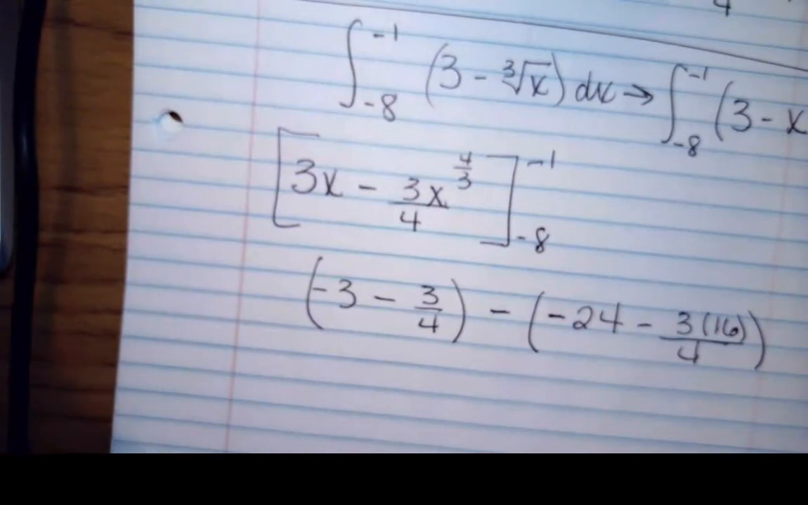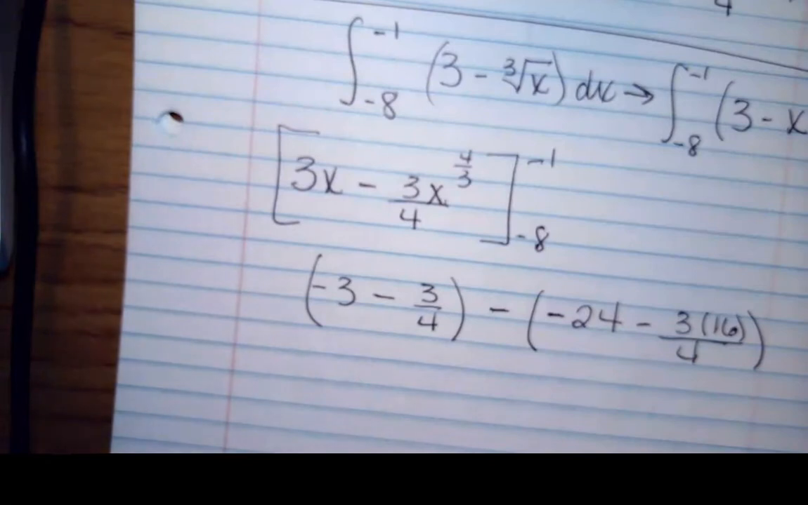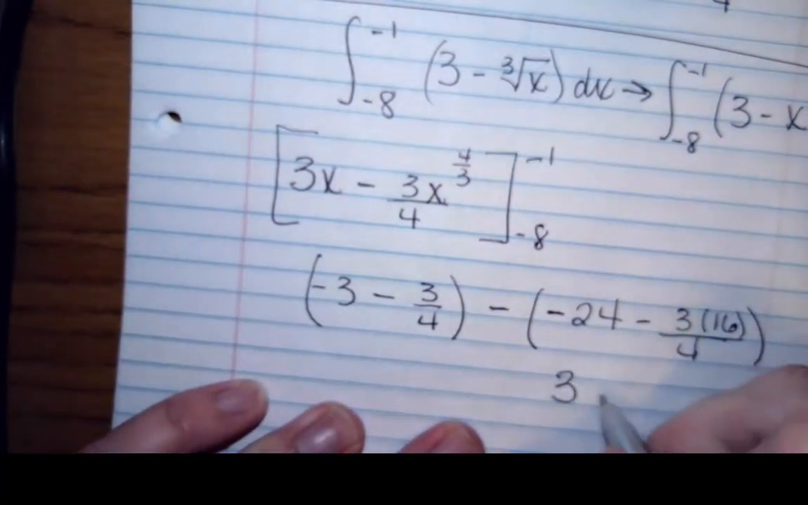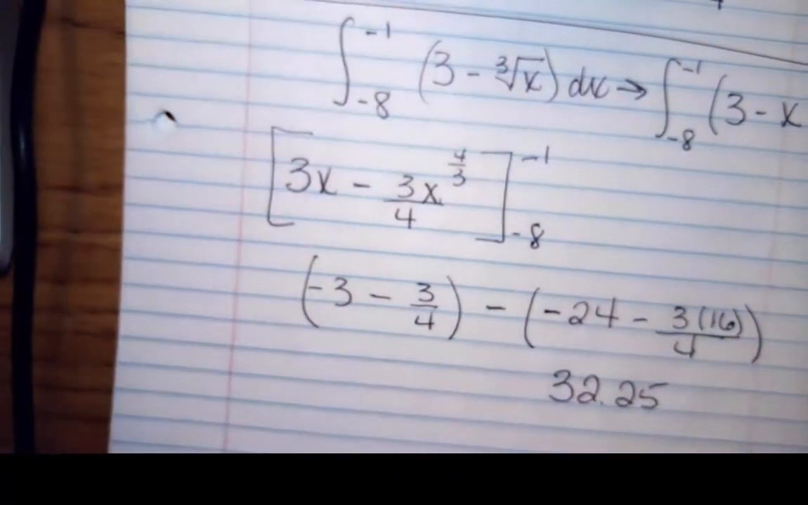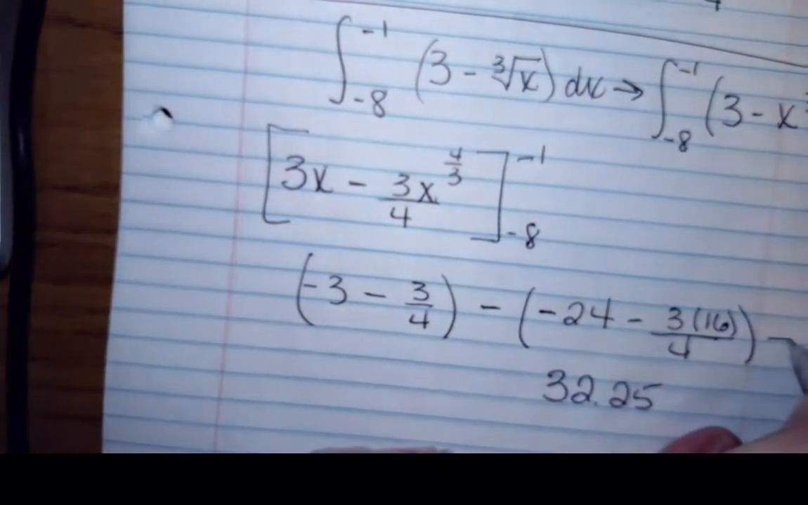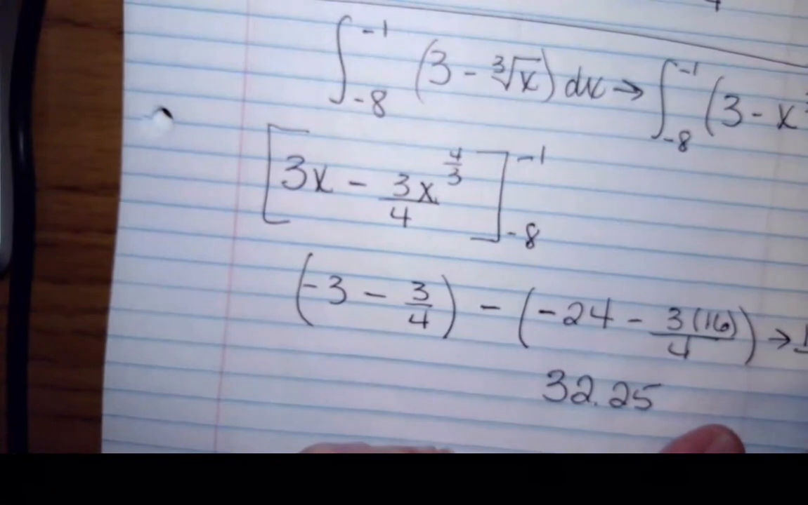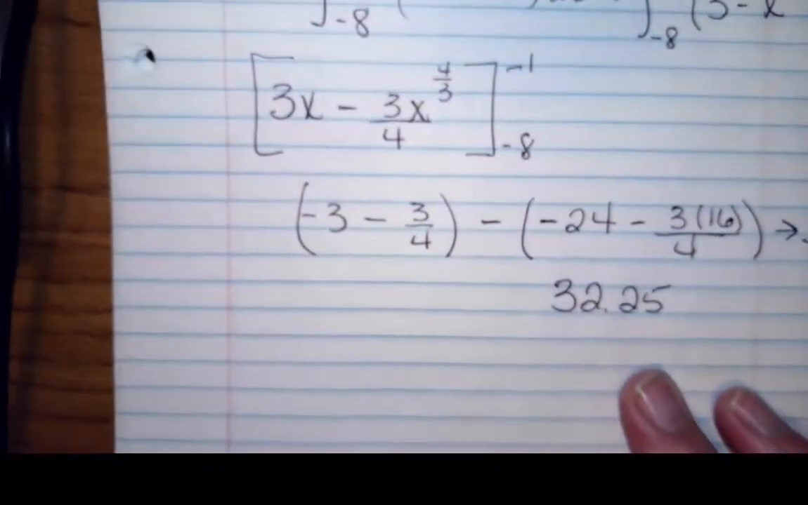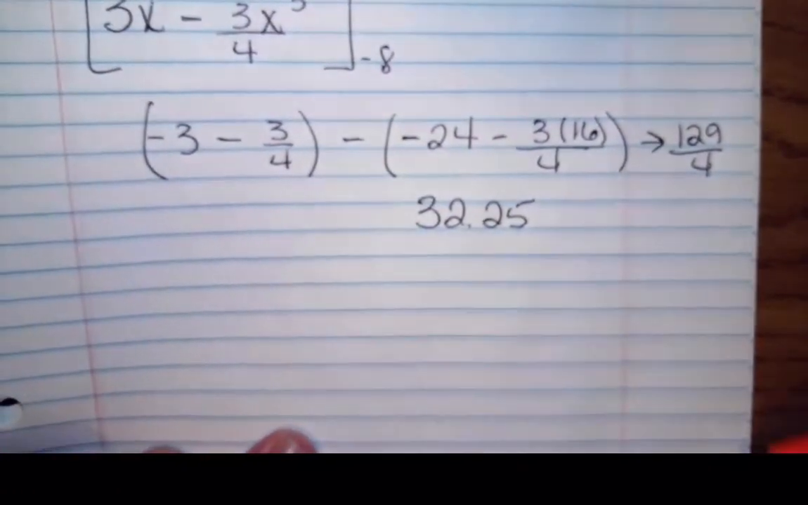Okay, so when I put all that together, let's see what we got. I have -3 minus 3/4 plus 24 plus 3 times 16 over 4, and I get 32.25. Okay, so 32.25, or if we get that in 129/4. Okay, you can't see what I'm writing. There you go. All right, few more.